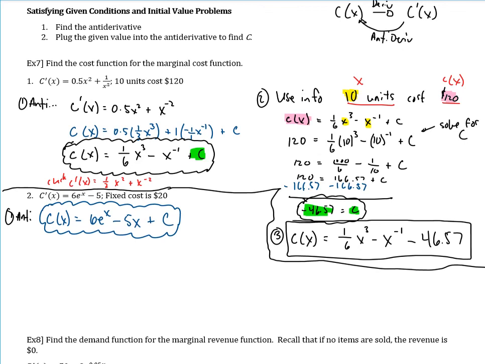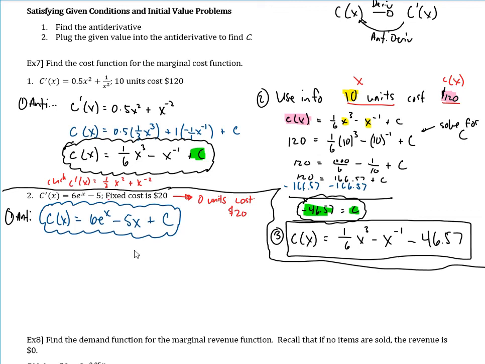Okay, and then they give us a different scenario where they say fixed cost is $20. Okay, so what that means is when you produce 0 units is $20, or let's say 0 units cost $20. So that's the only difference with that. So 0 units cost $20.